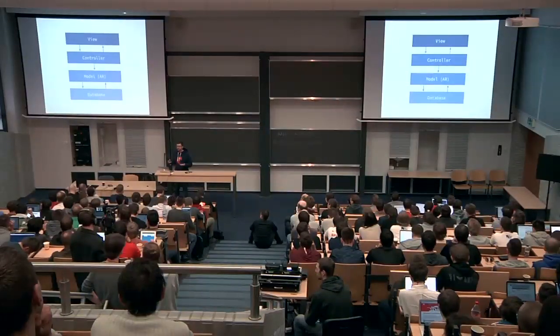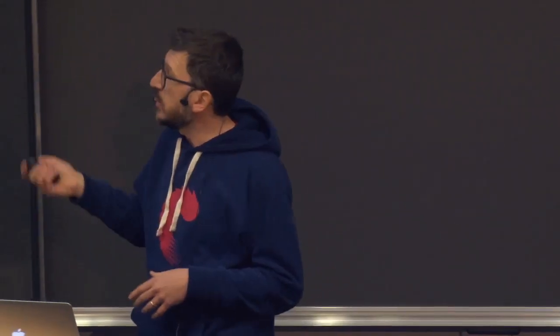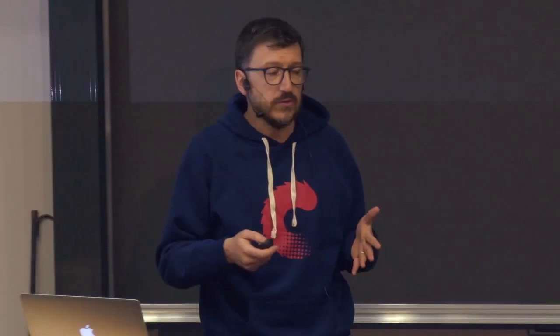What's wrong with this? Well, actually, nothing. If the application is quite simple, there's nothing wrong with this architecture. But if the application becomes bigger and the model part becomes bigger, so if you have lots of model classes, persisting them to the database is not as easy as it seems. That's why we use an ORM. In the case of Rails, the ORM is ActiveRecord.